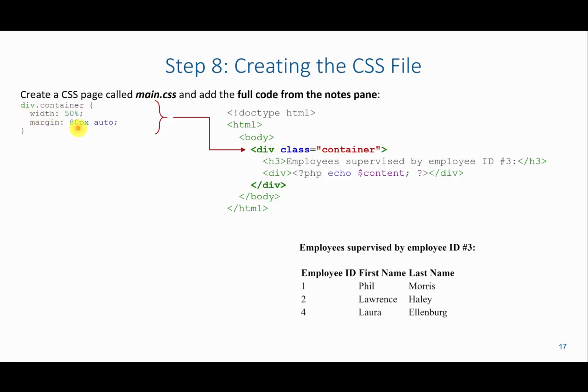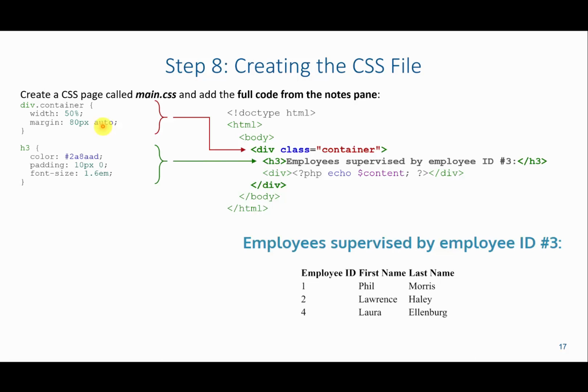Then we're going to have a margin. And if we just have two values, the first one is going to be the top and bottom, and the second one is going to be left and right. So essentially what this is doing is saying have a container with a width of 50% with 80 pixels above the container and 80 pixels below the container, and then we're going to center that on the page.